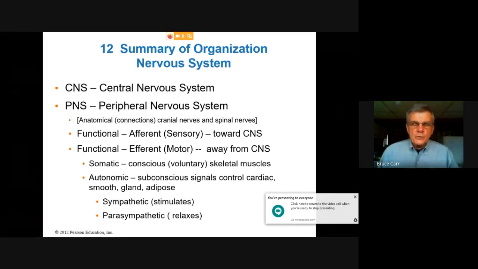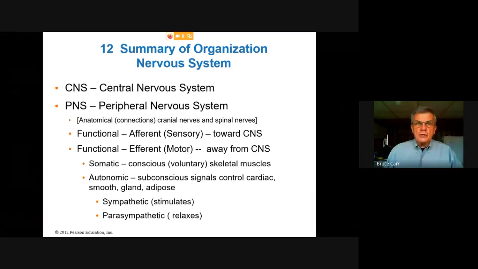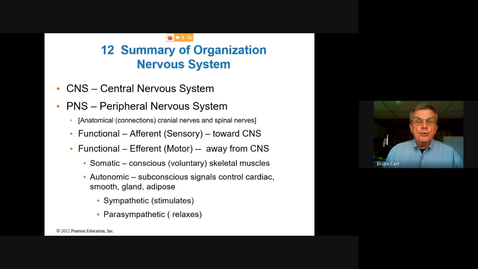Hello and welcome. This will be a recorded lecture on Chapter 12, a summary of the organization of the nervous system. The nervous system is divided into hierarchical categories, meaning from the overview, the large assemblages of functional units down to small subdivisions that explain all of the variation and depth of human behavior. The nervous system is our fast signaling system.